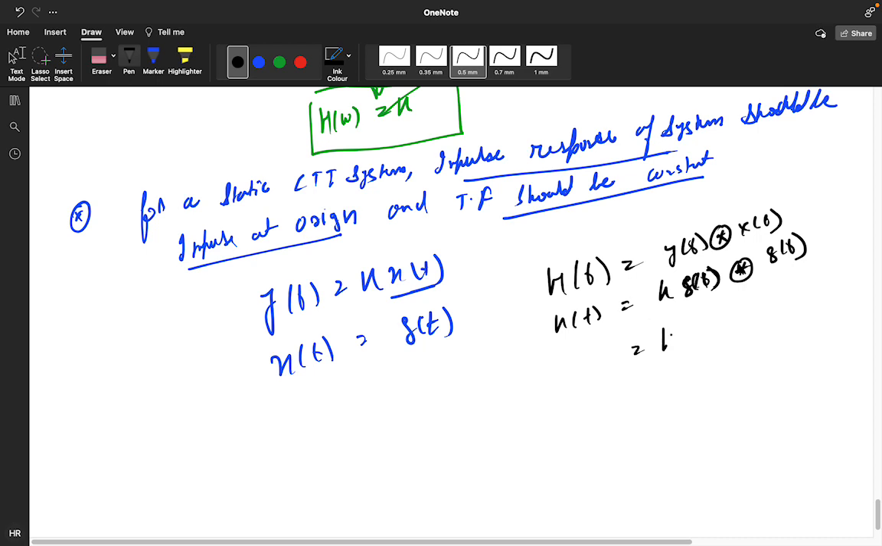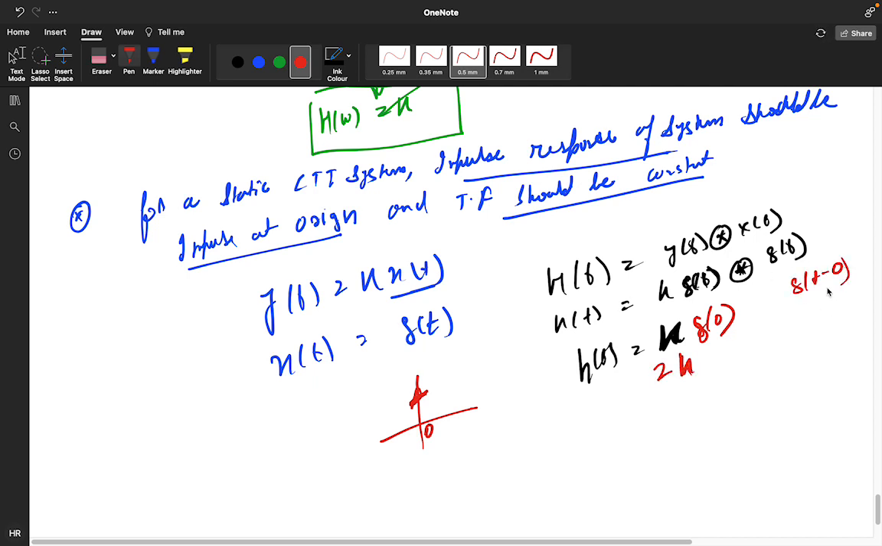So what value will you get? You will get the K value only. Convolution means you need to find the value at this particular delta t. So at 0, you need to put the value of t equals 0 here. K delta 0 means k only, because this is delta t minus 0. So you put the value in this, and you are getting h of t equals k.